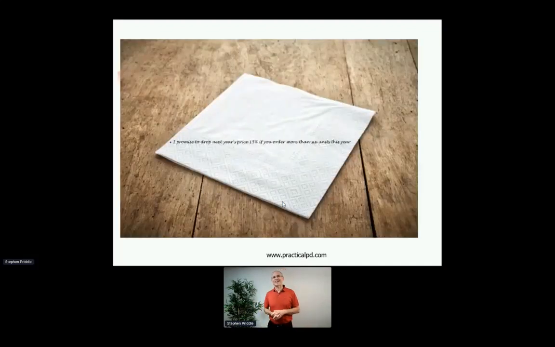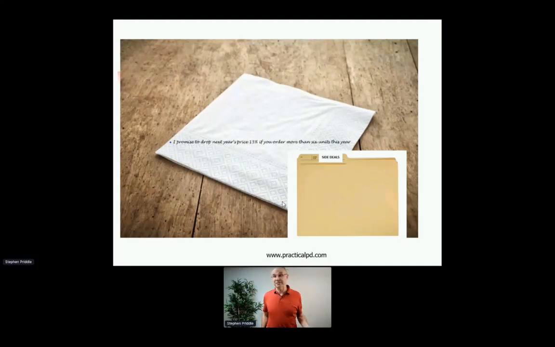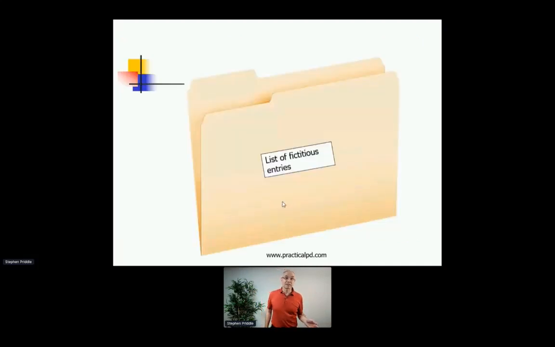Another one to watch for is side deals by sales, or napkin deals, where sales has lunch with somebody and they quietly write down a special deal that's outside the normal rules, not reported to contracts administration. Side deals, napkin deals. Someone found a list of fictitious entries. That would be an important file to find.